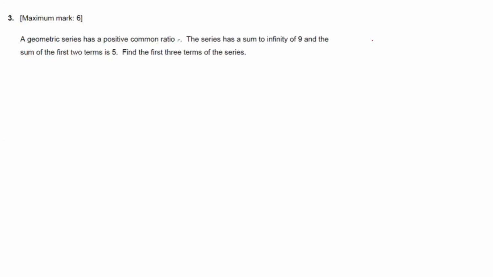Okay, so let's go to question number 3. Let's read it again. A geometric series. Okay, so we know geometric series has a positive common ratio of r. So we know that the ratio is going to be positive, so it means it's going to be bigger than 0. And then the series has a sum to infinity of 9. Okay, another information here. We have sum to infinity equals 9. And the sum of the first two terms is 5. So it's S2 right here equals 5.